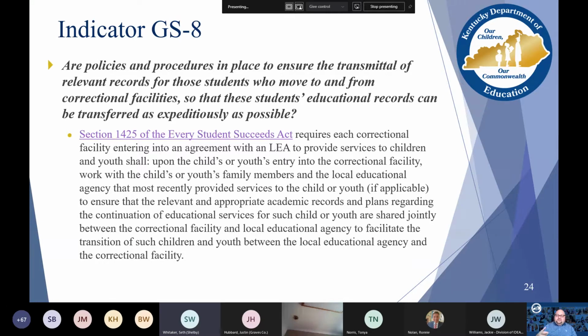So are there policies, practices and procedures in place to make sure that those records transfers happen? We're going to look at those policies and procedures. I can guarantee you that we're going to look and see, is there a policy that says when we get a student in, this is what happens. When we transfer a student to another facility or they exit, this is what happens. Are there policies and practices in place to assure that that's done in a timely manner? That's the essence of this question.